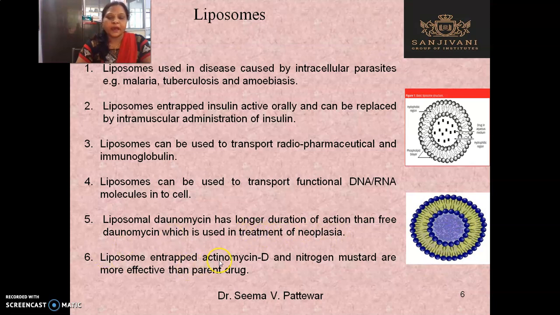Liposome entrapped actinomycin D and nitrogen mustard are more effective than the parent drug. Means again they are used in cancer therapy. Actinomycin is one of the drugs from the class of antibiotics. So it is used to cure cancer when it is given in the form of a liposome. These are some examples or images of the liposome. This is the phospholipid double layer, and the drug gets entrapped into this cavity and may release the drug.